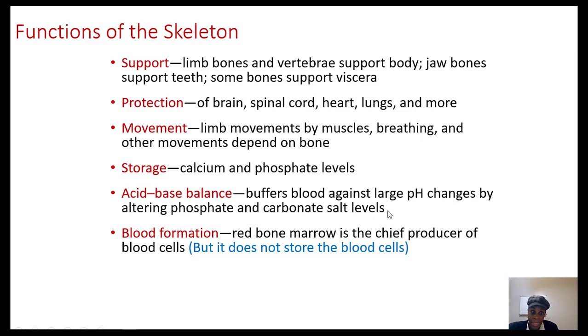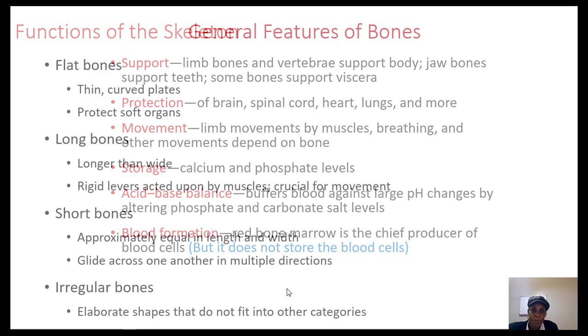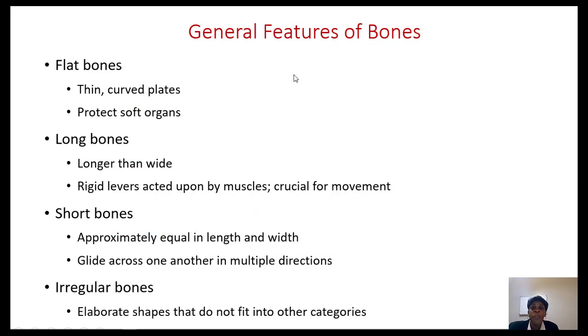So the bone is like a savings account. And blood formation. Bone marrow is the chief producer of blood cells. It produces blood cells, but it does not store blood cells. It only produces them. So what are the general features of bones?